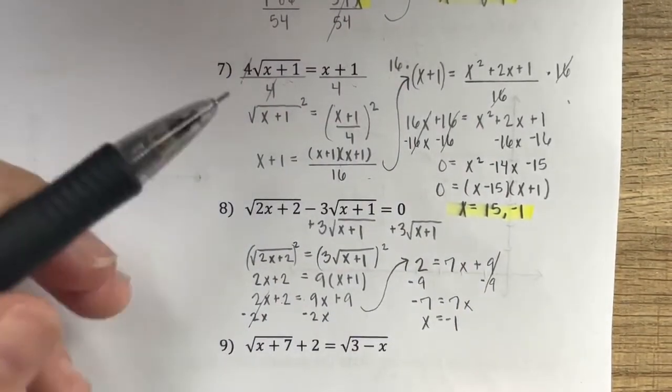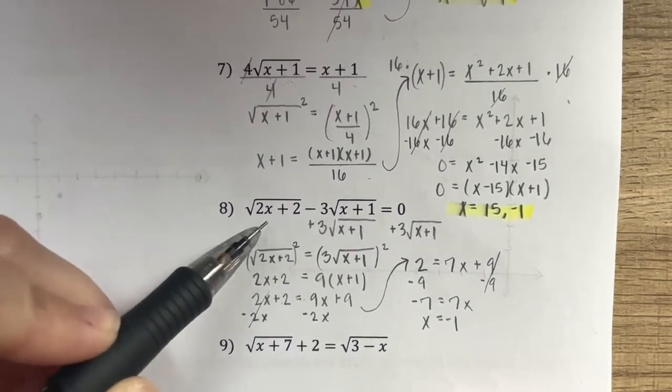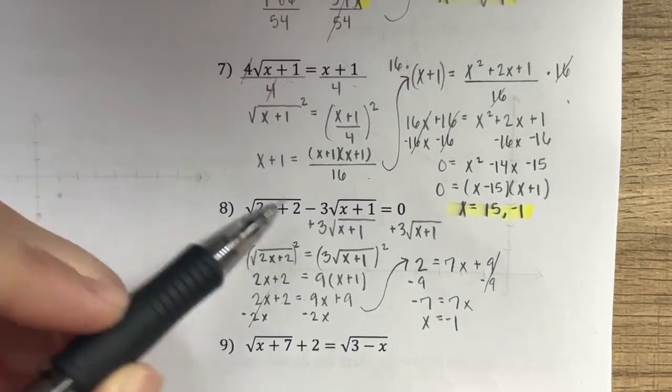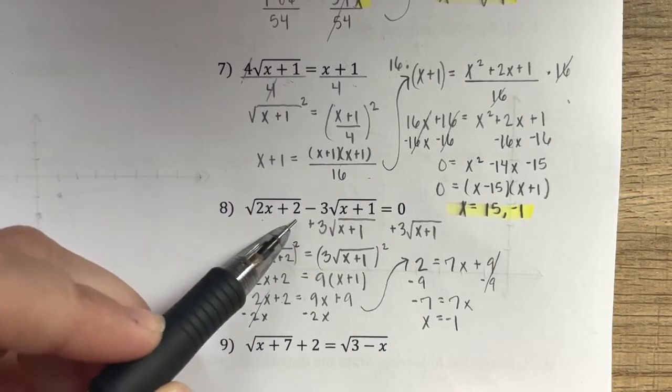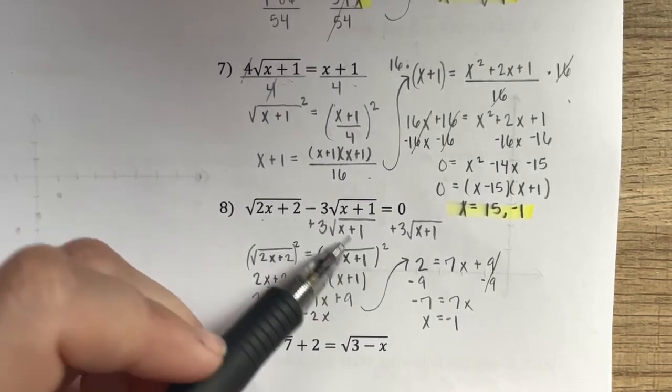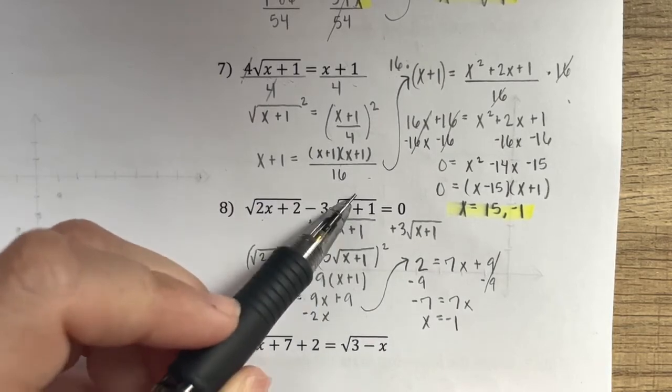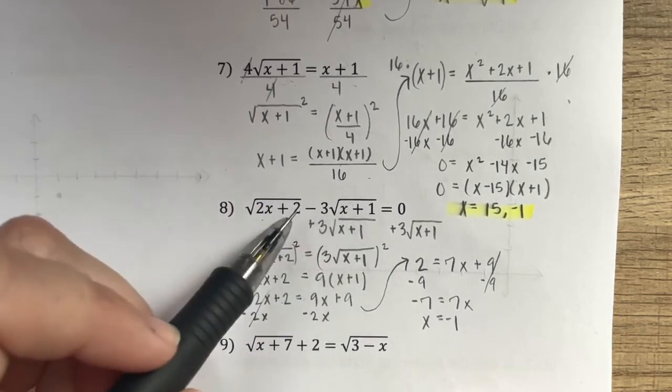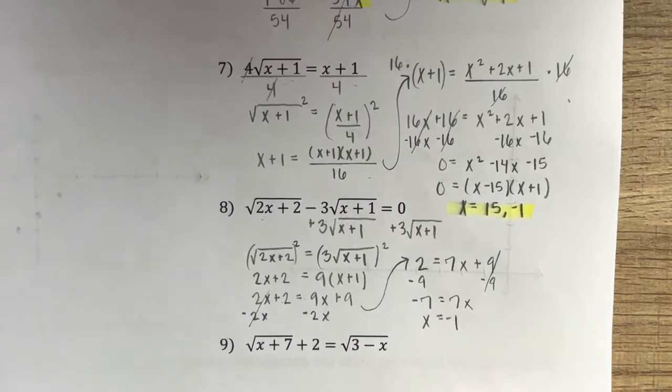And then if we check it really quick, 2 times negative 1 is negative 2, and then plus 2, negative 2 plus 2 is 0, so this is the square root of 0. And then minus 3 times negative 1 plus 1 is also 0, times 3 is still 0, so 0 minus 0, we get 0, and we're good.